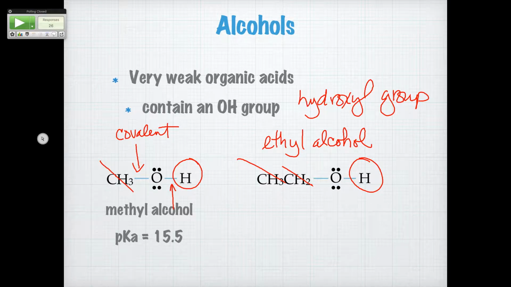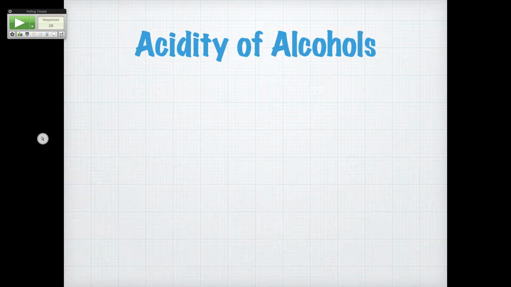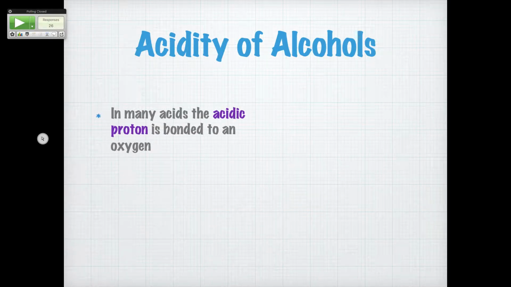All right, now, I want you to see that the pKa is 15.5. So where does this fit in the realm of strong and weak? Really weak, aren't they? Okay, look at this one. Good old ethyl. 15.9 for ethyl. Yeah, they're nice and weak. Did I go to the wrong page? In many acids, the acidic proton is bonded to an oxygen.